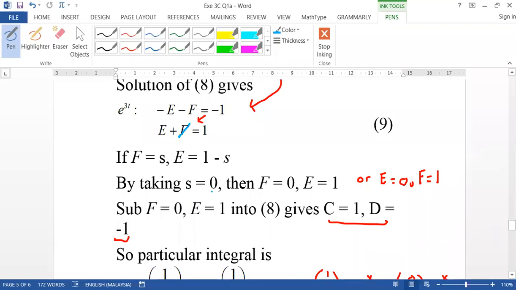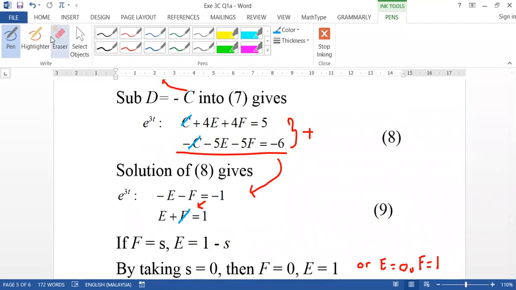If you look at the module, there will be another way to solve it. In the answer, you have a variety of answers there. So I take F equal to S equal to 0, so E is 1, F is 0. So I obtain E and F. I need to solve for C and D, so plug in.